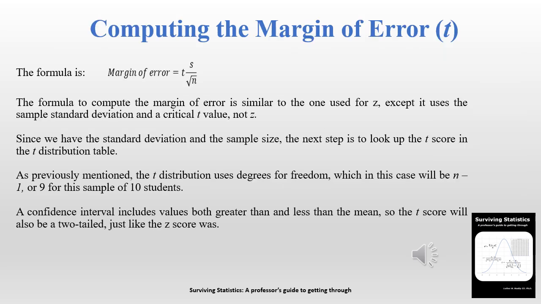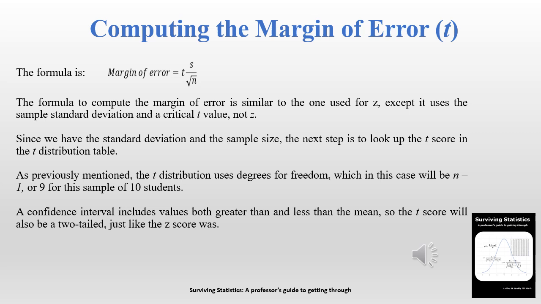All right, so here's the formula to compute the margin of error when we do not know the population standard deviation. We once again use the standard deviation. In this case, though, it's the sample standard deviation. We use the square root of the sample size, and instead of multiplying that by the z-score, we multiply it by a t-score. Now the t-score, as I mentioned, is going to use degrees of freedom, which is n minus 1. So our degrees of freedom are going to be 9. Our confidence interval is also going to include a value larger than and smaller than the sample mean that we've computed, so it's going to be a two-tail test, just like the z-score was.